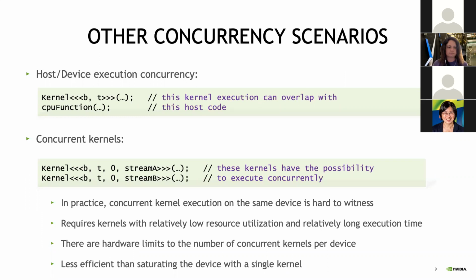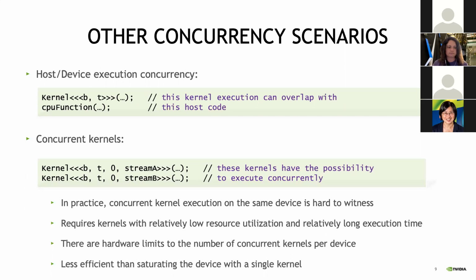And the reason that you'll see all of my slides throughout this presentation say these kernels have the possibility to execute concurrently is that they won't necessarily execute concurrently. One won't necessarily execute before or after the other one. It's actually pretty hard to witness concurrent kernel execution on the same device, because it requires kernels with low resource utilization but long execution time in that limited amount of hardware resource utilization. So if I have 2 pretty big kernels that do a good job saturating the GPU on their own, and I launch them in different streams, they have the possibility to execute concurrently.